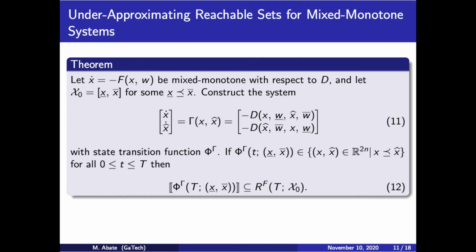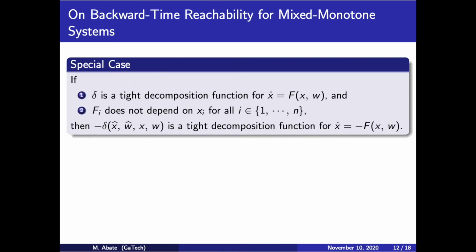And there's a notion of tightness here as well, so that when you have a tight decomposition function for the backward time system, with this theorem it can be used to produce the largest possible under approximations of forward time reachable sets. The procedure presented on the previous slide requires a decomposition function for the backward time dynamics, and in general, decomposition functions for the backward time dynamics can be computed using the same methods that you would in the forward time case. However, here we're going to present a special case for when a tight decomposition function for the backward time dynamics is computable readily from a tight decomposition function from the forward time dynamics.